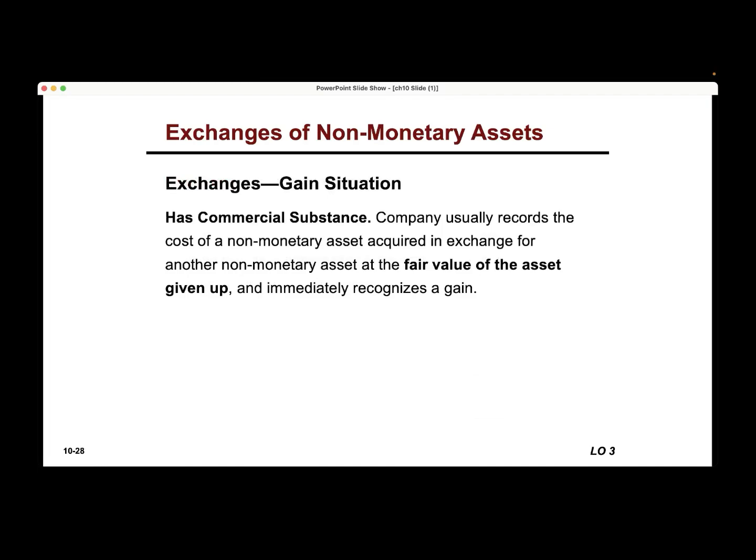Okay, we change a bit here into gain situations. If the exchange has commercial substance, meaning it impacts the company's future cash flows, the company will usually record the new asset they have acquired at the fair value of the asset they gave up. In other words, they record the cost of the new asset based on what the old one was worth on the market at the time of the trade. And here's the important part. When the fair value of the asset given up is higher than its book value, the company recognizes a gain immediately.